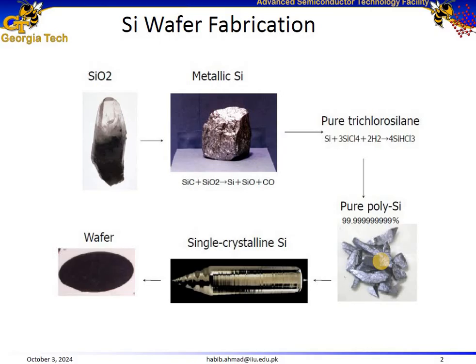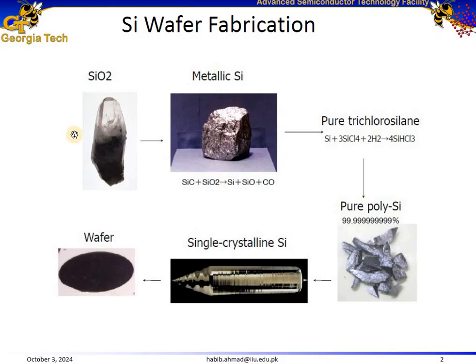So let's discuss the steps involved in the production of silicon from sand. This image outlines the process of converting raw silicon dioxide into high purity single crystalline silicon wafers used in semiconductors. In the first step, we convert the silicon dioxide into metallic silicon.